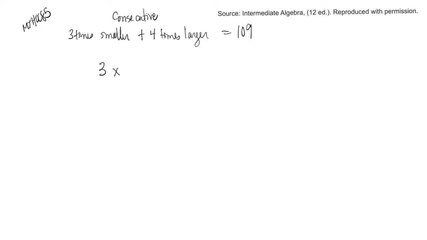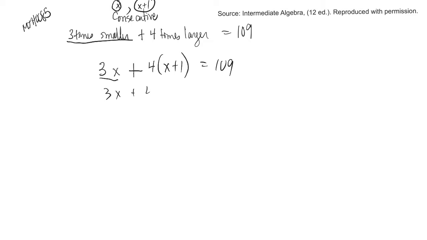Okay, it says you have two consecutive numbers, so one of the numbers would be x, and then the next number would be one more than that, or x plus 1. So they say 3 times the smaller one is added to 4 times the larger, and the result is 109. There, I've got an equation.